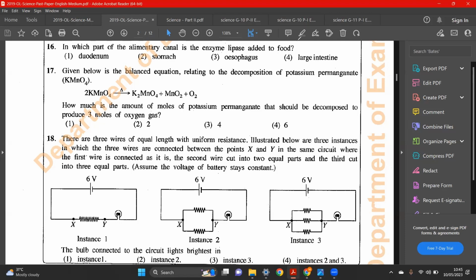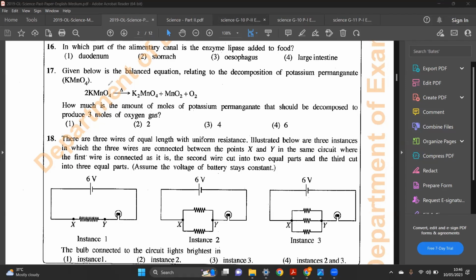How much is the amount of moles of potassium permanganate that should be decomposed to produce 3 moles of oxygen gas? So remember, whenever you get calculations with regards to chemical equations like this, the most important thing you need to do at the very beginning is to balance the equation out. If you don't balance it, all your calculations are going to go wrong. So then balance it. Here you are lucky, they've already given you the balanced version.